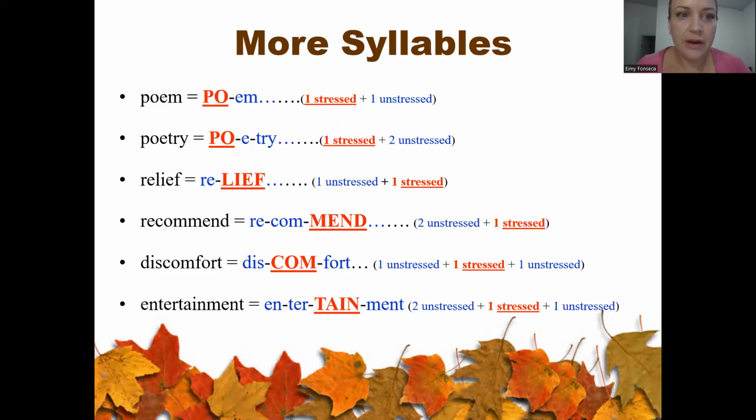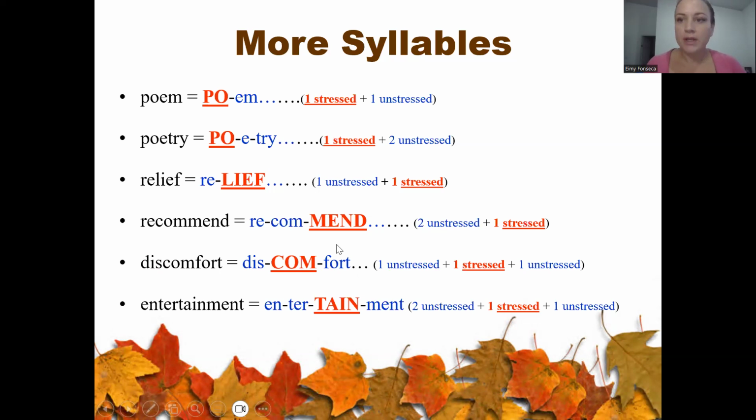Okay, so here are more examples of syllable division and the stress they have. Poem, we have the stress on the first one, and we have another syllable, which is unstressed. Poetry has 3 syllables, poetry. We have 1 that is stressed at the beginning and 2 that are non-stressed. Relief, we have the stress at the end. We have 1 unstressed syllable and 1 stressed syllable. The same thing in these other examples. Recommend, 2 unstressed syllables and 1 stressed syllable.